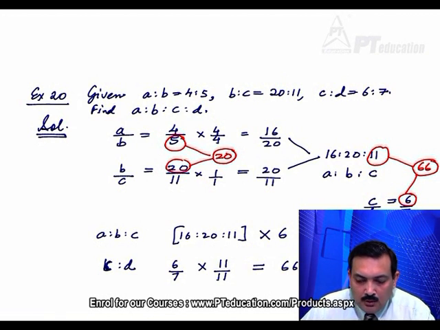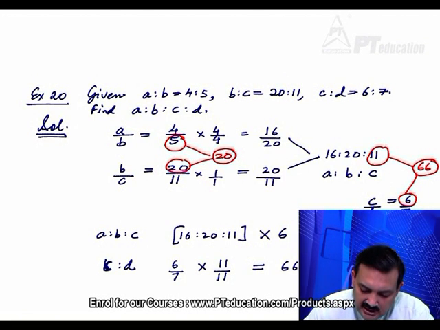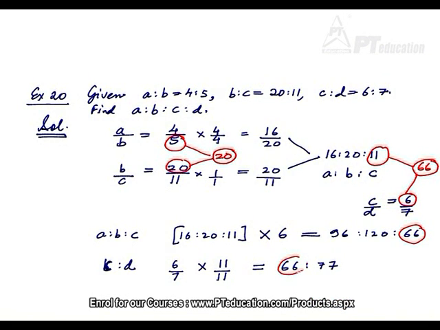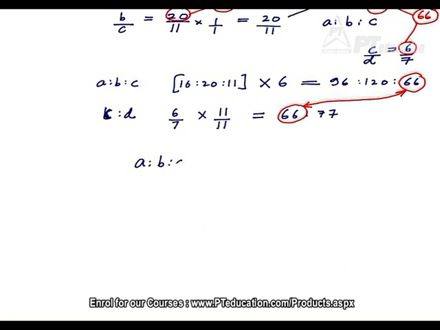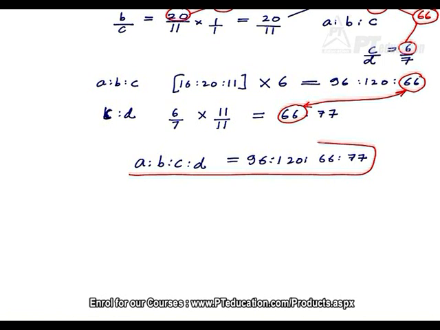Now we know, do not be too scared by these horrifying looking numbers. It's actually pretty simple, that we have been able to make these two equal. So the question is solved. If these two are equal, then our final answer is absolutely apparent. A is to B is to C is to D will be nothing but 96 is to 120 is to 66 is to 77. Now you may very well ask that, sir, can we not simplify this any further?